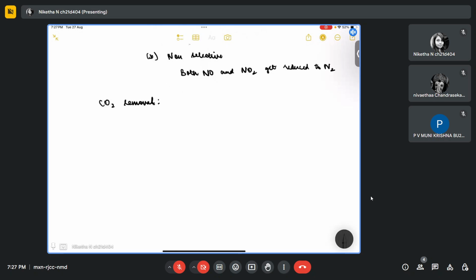And then we have carbon dioxide removal. So for this we will use a method called chilled ammonia system. So here what happens is carbon dioxide will react with ammonia, chilled ammonia, and it will form ammonium carbonate or bicarbonate.